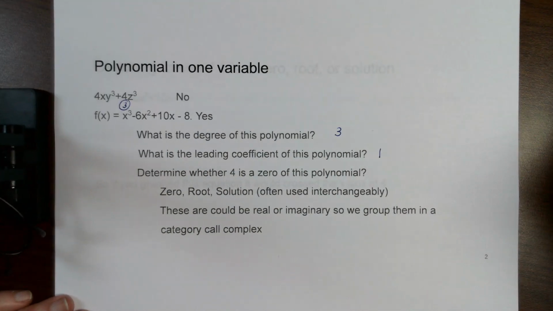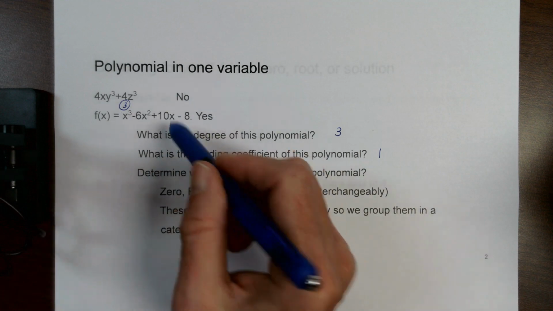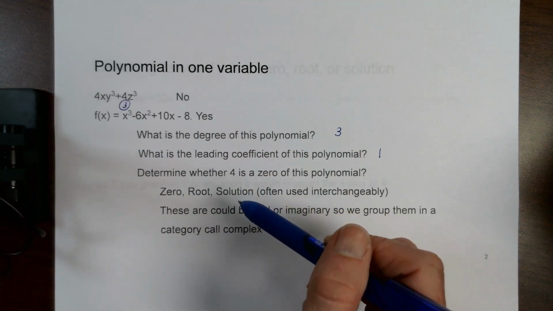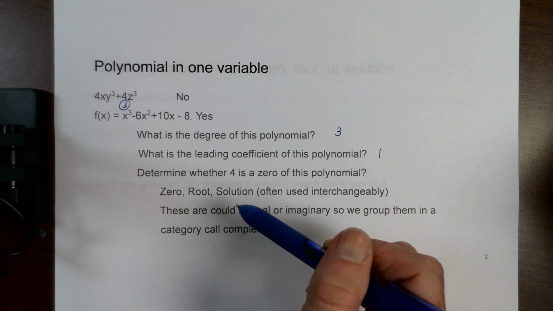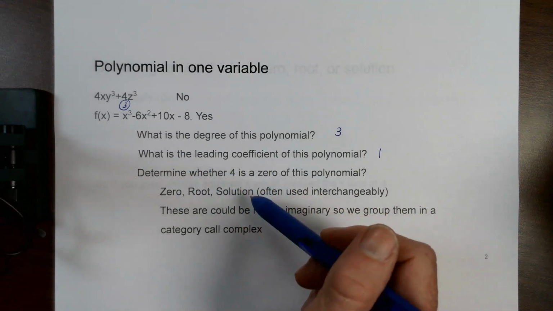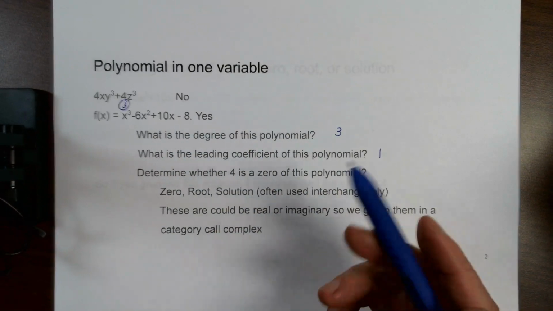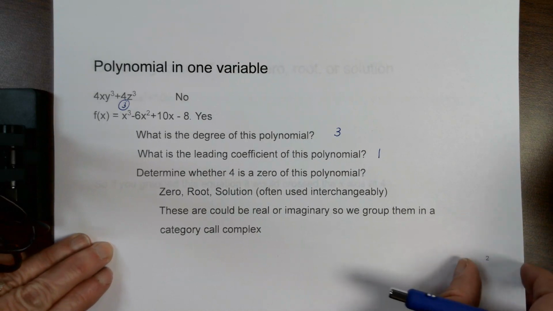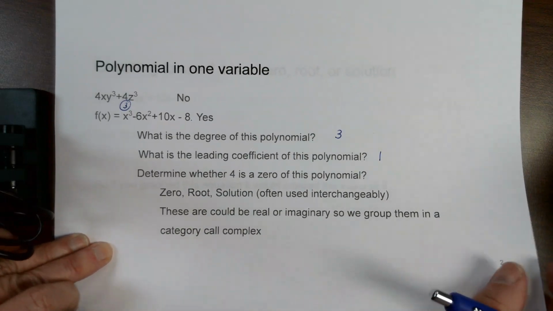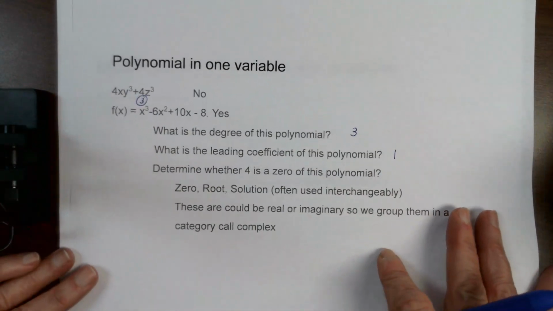I'm going to determine whether 4 is a 0 of this polynomial. In order to do that, I have to understand what zeros, roots, or solutions are. They are often used interchangeably, even though they do mean different things. The zero of this polynomial is where it crosses the x-axis. The solution of this polynomial would be what makes the equation true. So to find out if 4 is a 0 of this polynomial, well, actually I've got space, I'm going to do that on the other page.